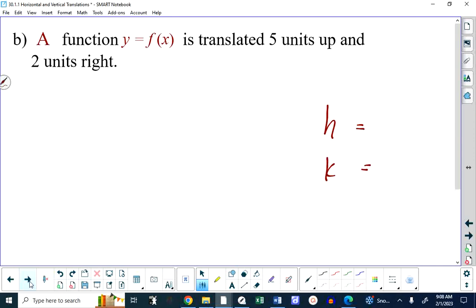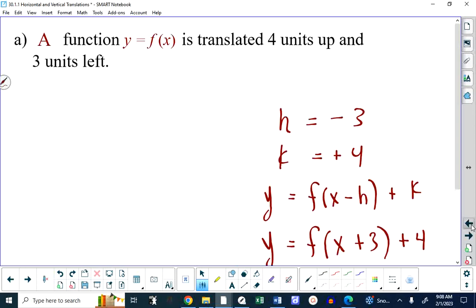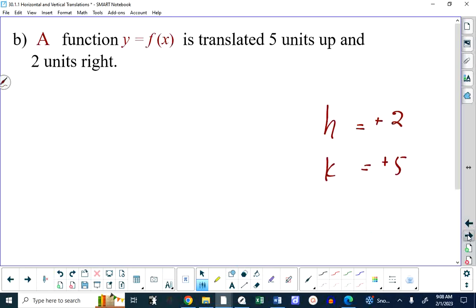It's 5 units up, which means that k is positive 5, and it's 2 units right, which means that h is positive 2. And are we in agreement with the values of those parameters based on the descriptions? Okay, that's yesterday. Well, that would mean, and I'm not going to bother writing down this template this time, it should be very familiar to you, that the equation of this new function, y or g of x if you want, is f of x minus 2 plus 5. And this would be a quiz question from today's quiz.